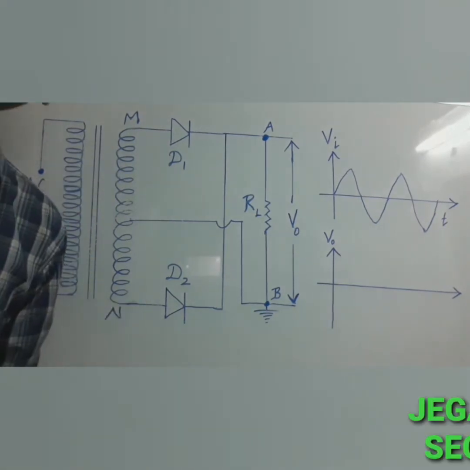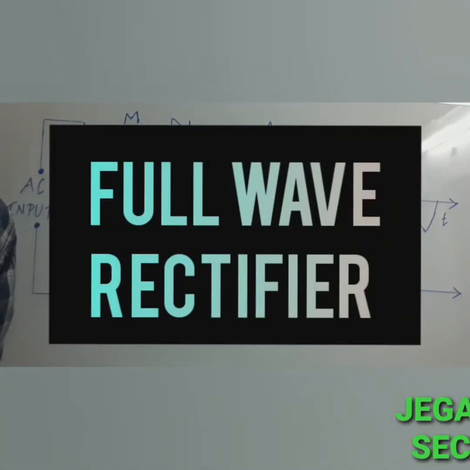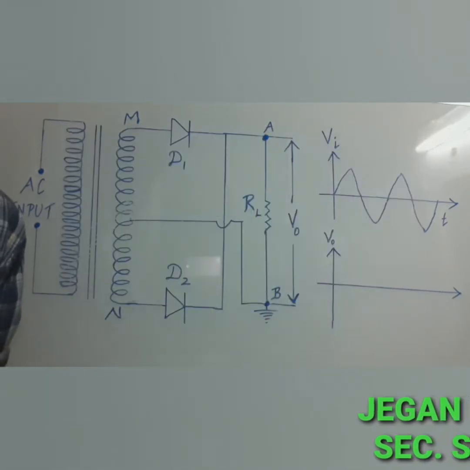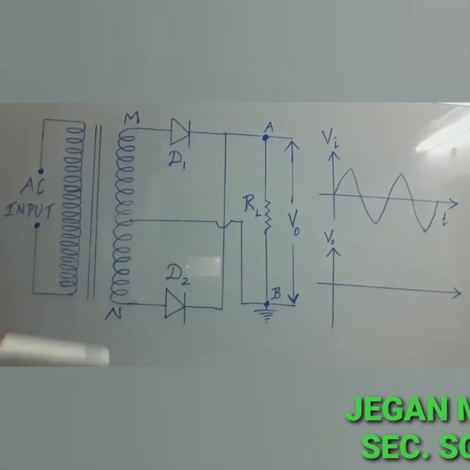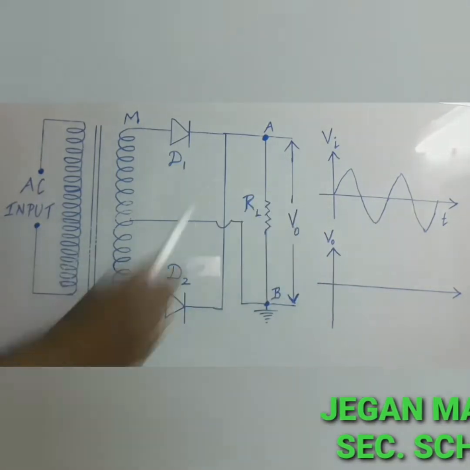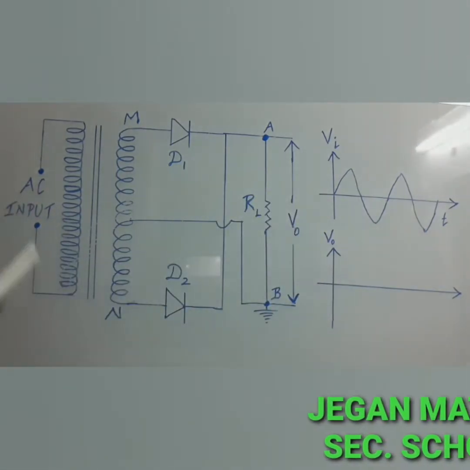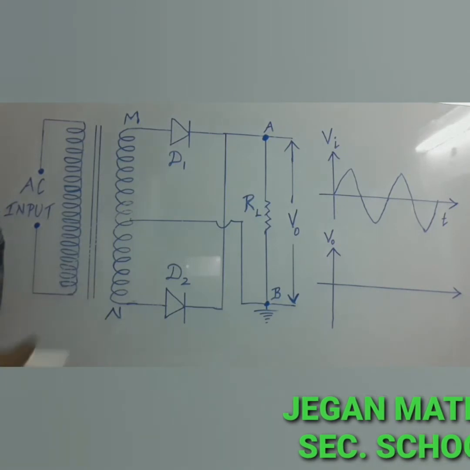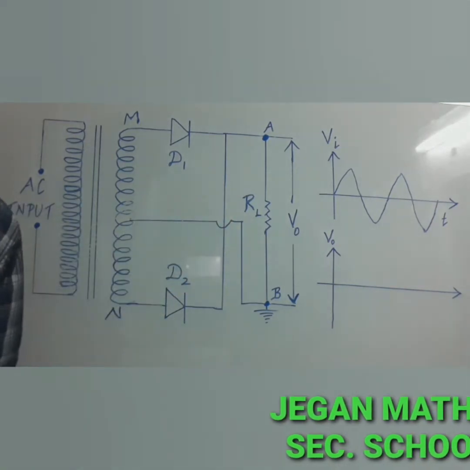Hi students, in this video we are going to discuss the full wave rectifier. Already we have discussed the half wave rectifier. The positive and negative half cycles of the AC input signal are rectified in this circuit, so it is called a full wave rectifier.